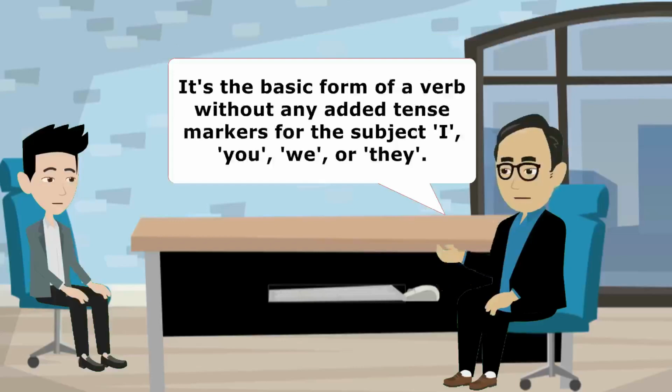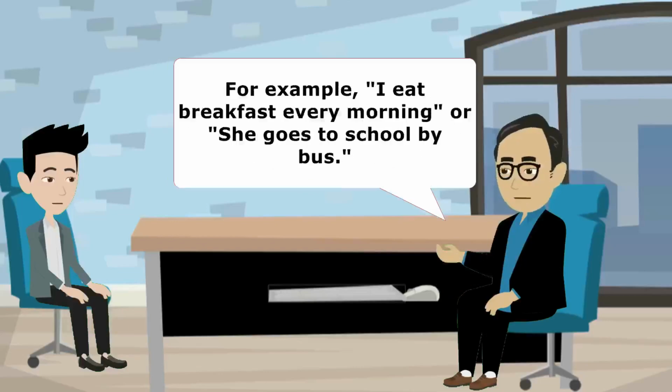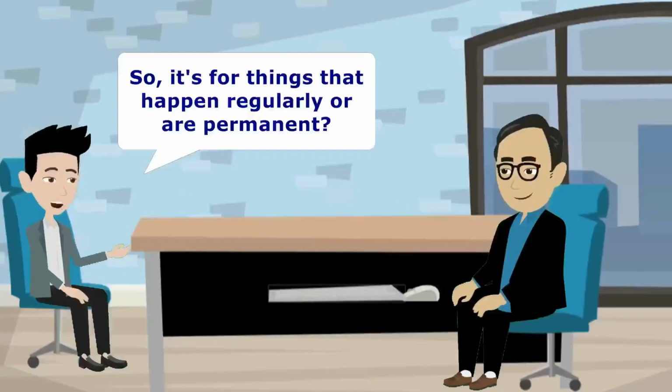It's the basic form of a verb without any added tense markers for the subject I, you, we, or they. For example, I eat breakfast every morning, or she goes to school by bus. So, it's for things that happen regularly or are permanent?